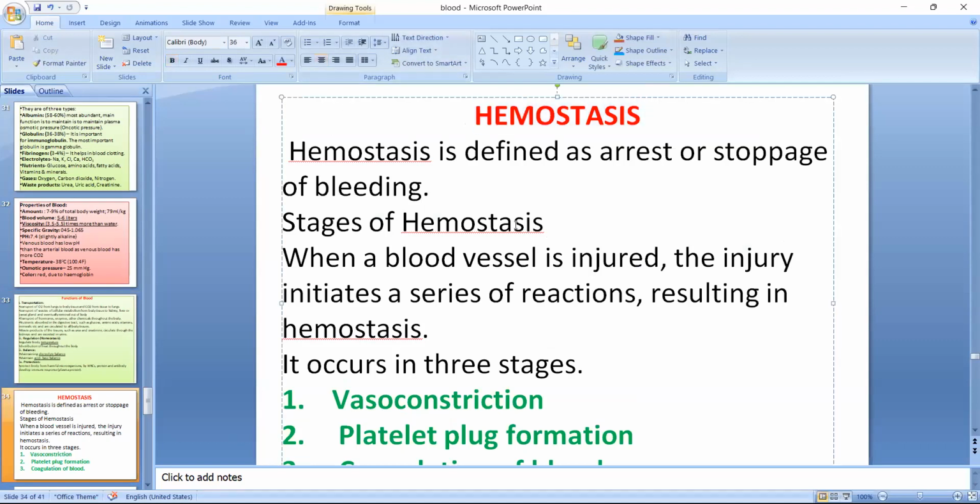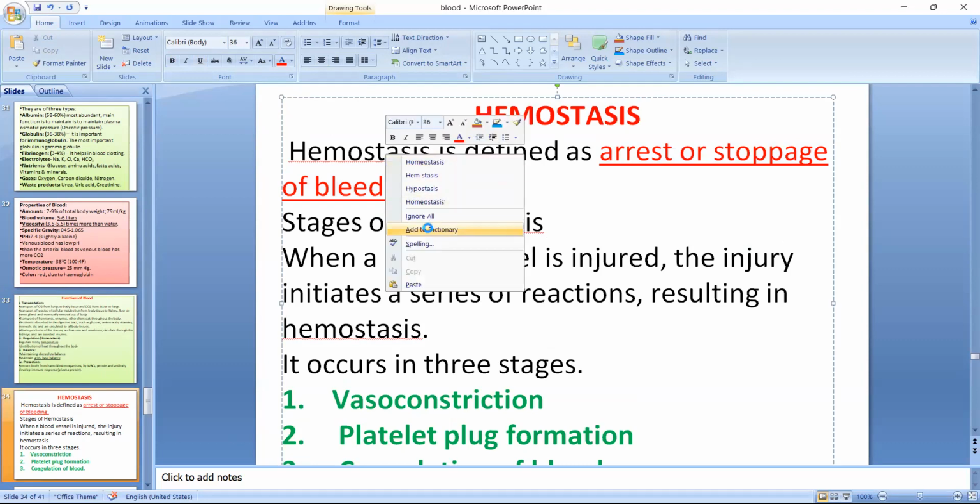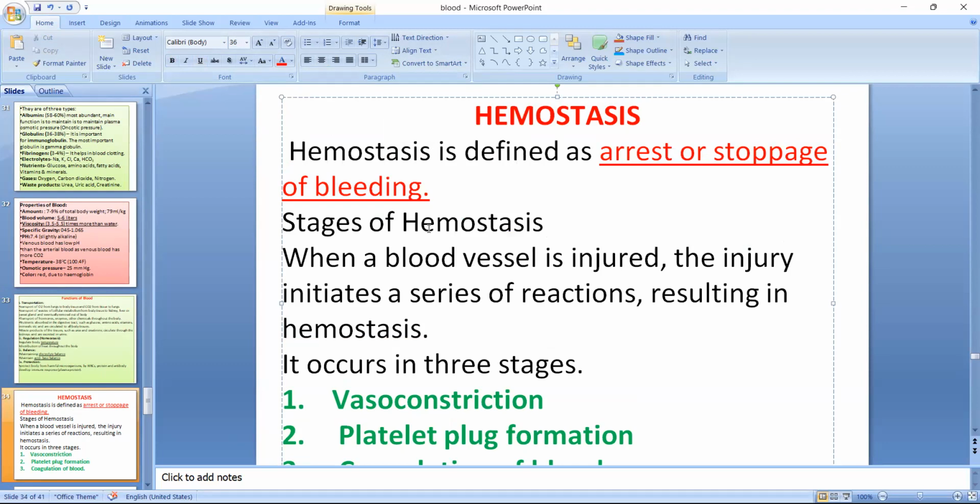Hemostasis. Simply, stopping bleeding is known as hemostasis. Whenever any damage or wound occurs, the bleeding must be stopped, otherwise the animal will die. That phenomenon is known as hemostasis.